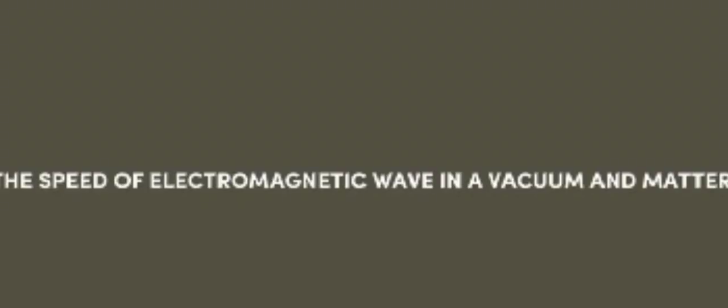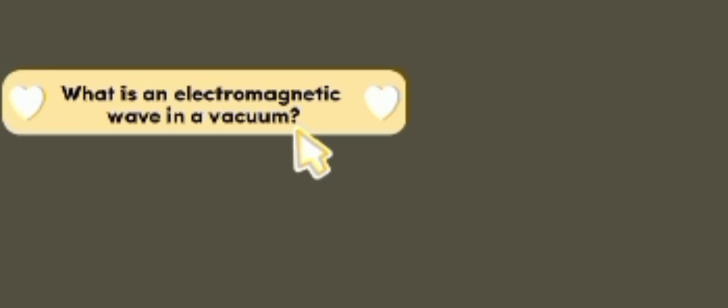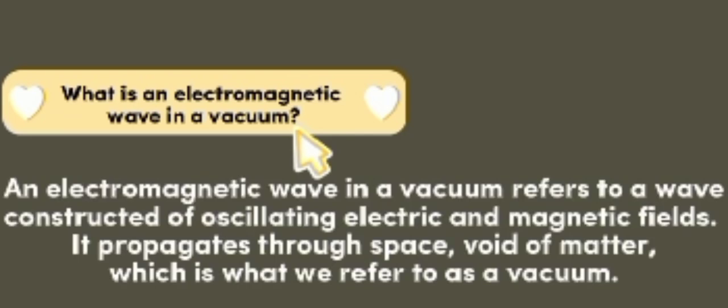So our next topic for today is the speed of electromagnetic wave in a vacuum and matter. So what is an electromagnetic wave in a vacuum? An electromagnetic wave in a vacuum refers to a wave constructed of oscillating electric and magnetic fields. It propagates through space void of matter, which is what we refer to as a vacuum.